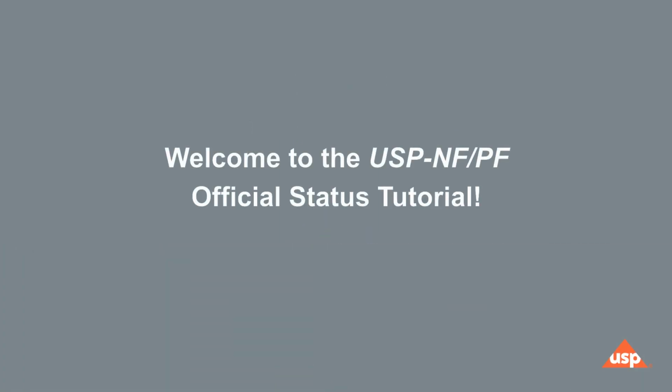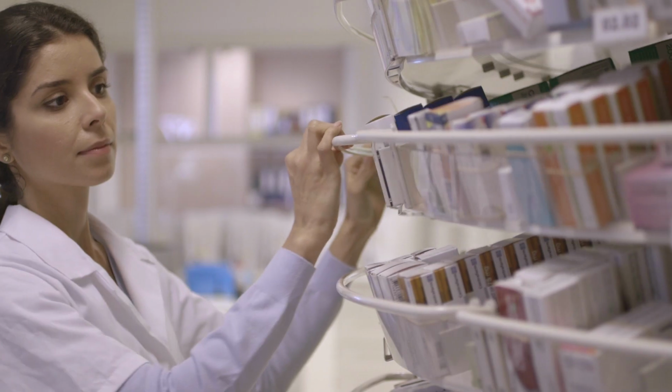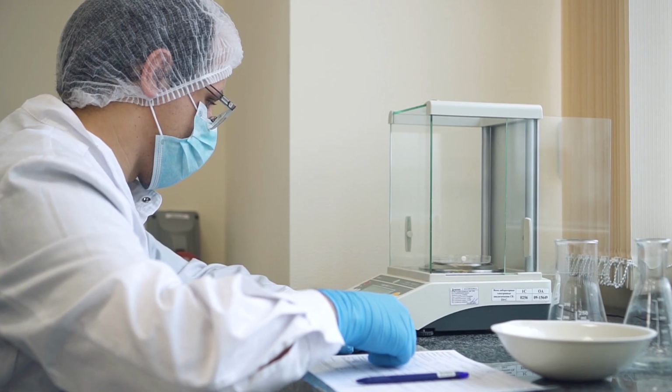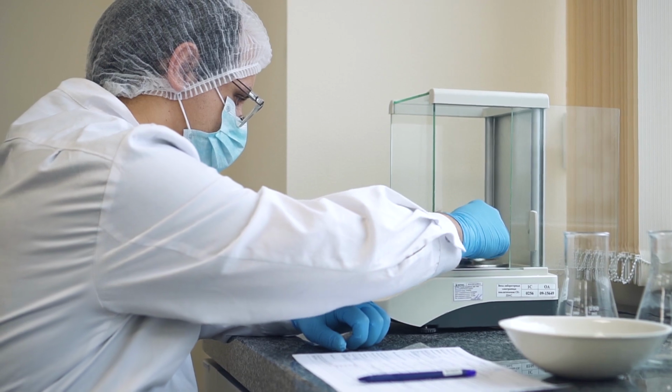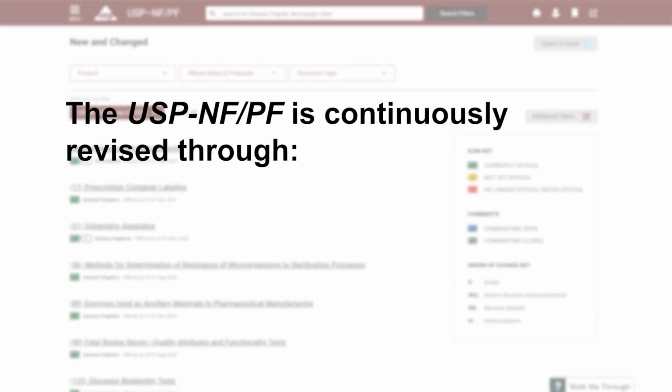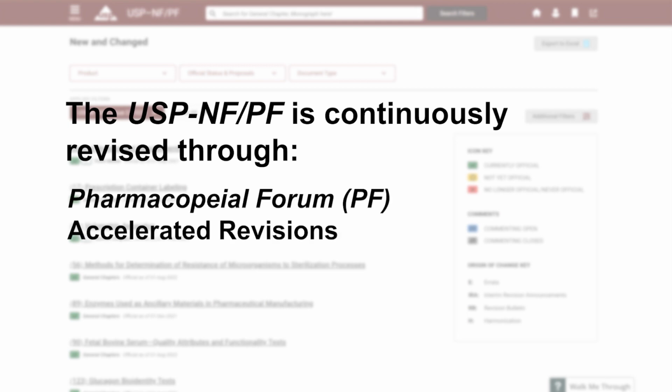Welcome! Here you will learn the significance of the official status and comments, icons, and banners within the USP-NF platform, a comprehensive online compendia containing standards for medicines, devices, and other substances and therapeutics. The USP-NF is continuously revised through the Pharmacopoeia Forum or through accelerated revisions, such as errata and revision bulletins.